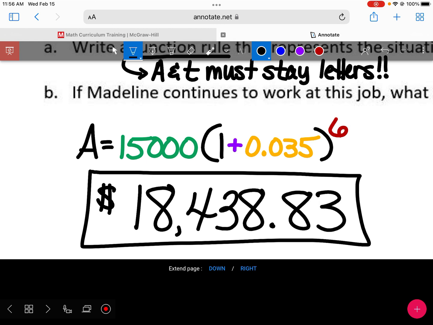I want to get through the last 2 problems on this page, and then we'll cut it off and we'll do the graphs tomorrow. All right? We'll just save the graphs for tomorrow.